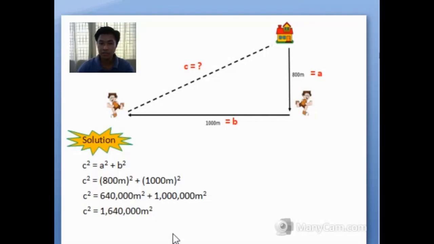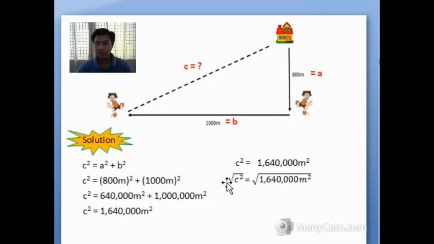So continuing on the process, since we have the same units, which is the square meters, we can add them up. So 640,000 plus 1 million will give us 1,640,000 square meters. So we are looking for c and not c squared. So we're going to eliminate the square by extracting the square root of both sides. So we have the square root of c squared is equal to the square root of 1,640,000 meters squared. So simplifying the equation, we have c.